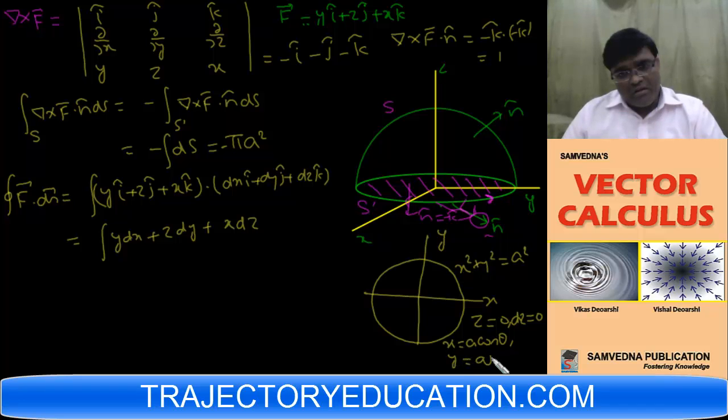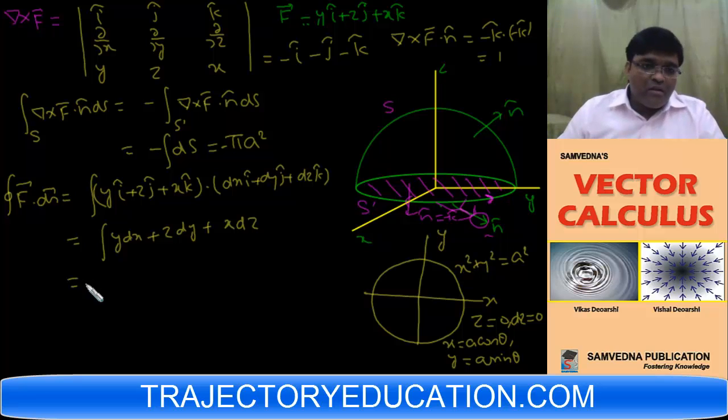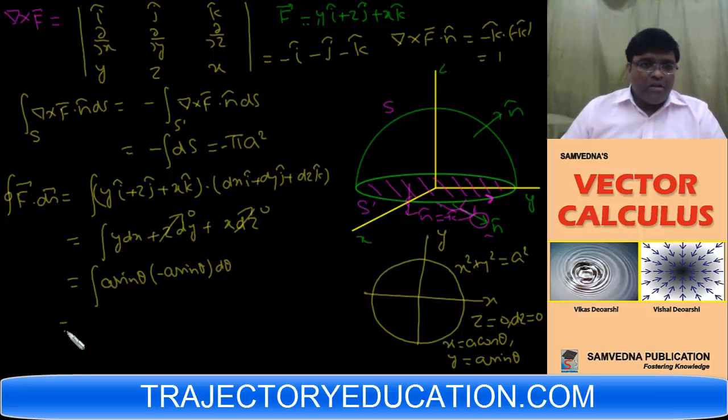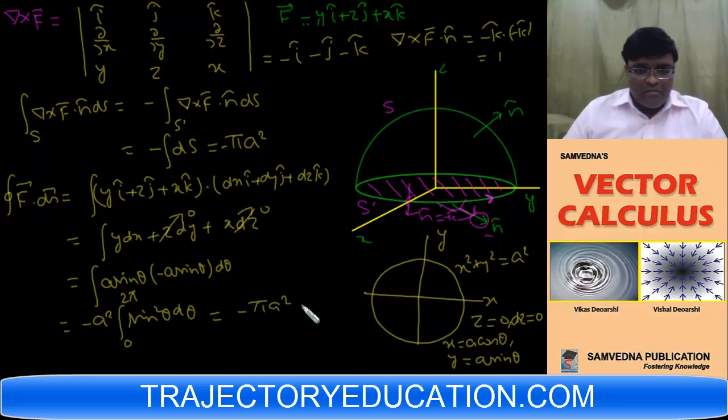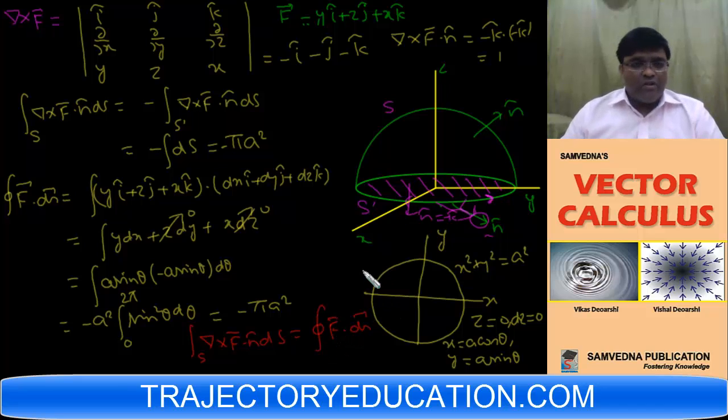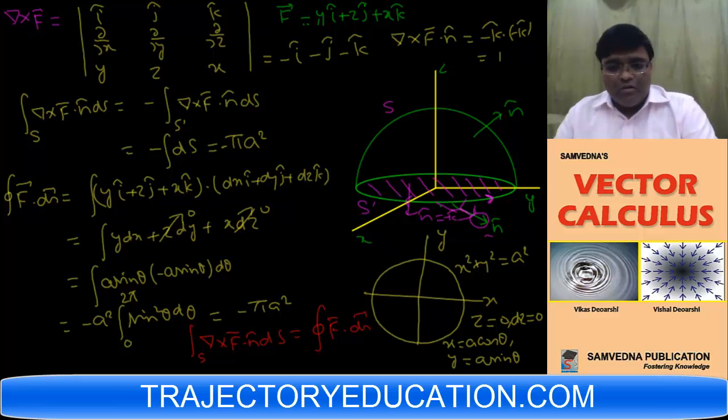x is a cos θ and y is a sin θ. So this will be equal to a sin θ times dx, which is −a sin θ dθ. The rest of it, z is 0, dz is 0. So finally what you get is −a² sin² θ dθ, and θ varies from 0 to 2π. So this will be −πa². Hence I can say that the surface integral of (∇ × F) · n dS on the surface S equals the line integral of F · dr on its bounding curve. Alright, so this is how this can be done. Now let's move on to the next question.